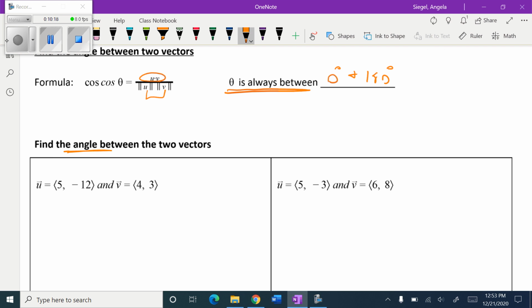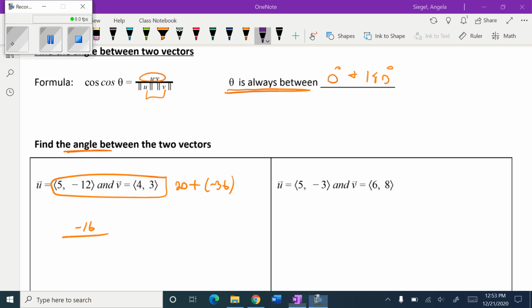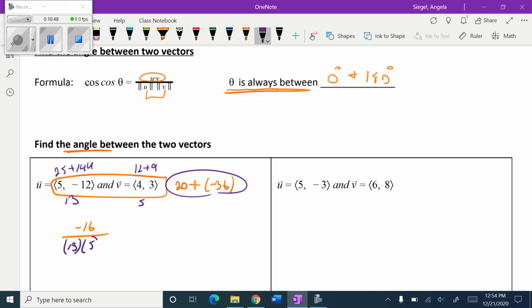Okay, so the first thing to find the angle between the two vectors is we are going to find the dot product. So go ahead and find the dot product. Okay, so you should have gotten -16. I showed my work here. And then don't forget the magnitude. We are going to do Pythagorean theorem. So I have 25 and 144. So the magnitude there is 13. And I have 16 and 9. So the magnitude there is 5. So we have a really nice number. So I'm just going to put 13 times 5 on the bottom. And so my fraction that I came up with is -16 over 65.